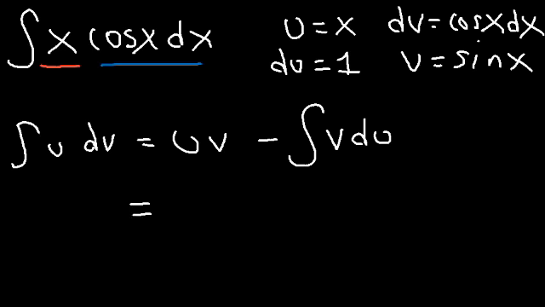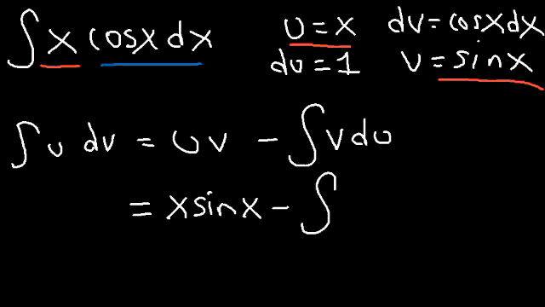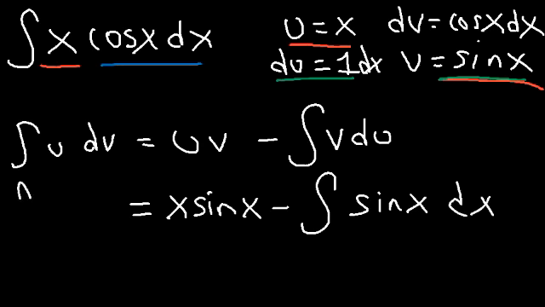So this is going to be u times v, that's x times sine x, minus the antiderivative of v du, which is simply sine x. Oh, let's not forget dx is here. Du is 1 dx. And u dv is basically the original function.